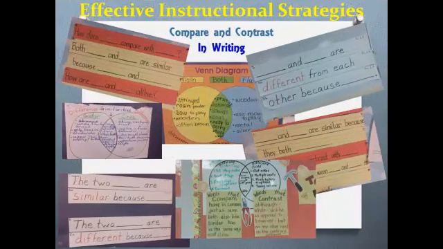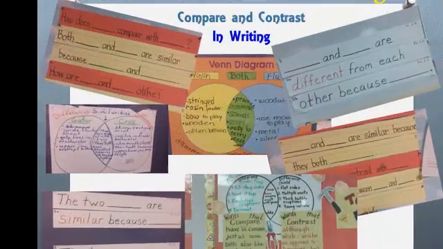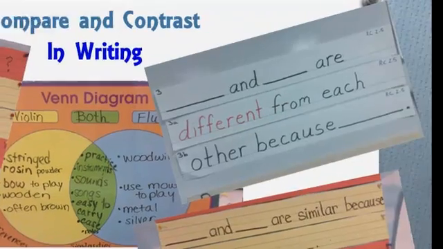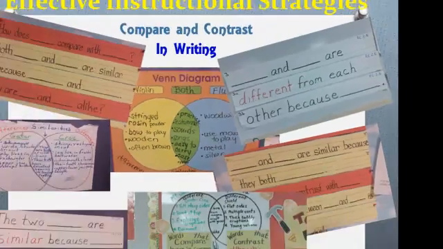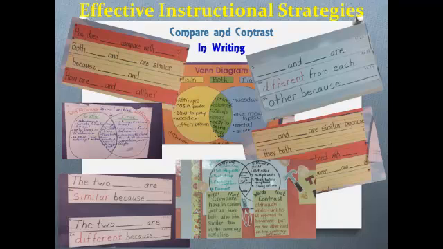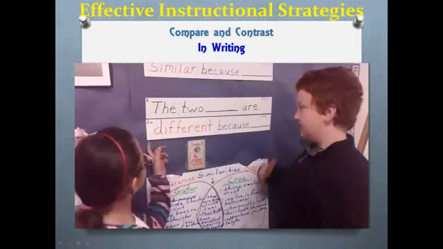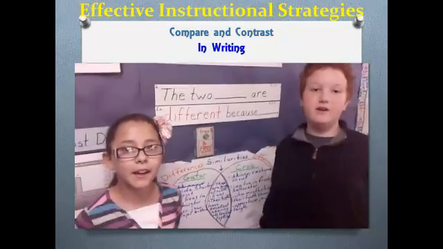Some of the writing tools that we used in our classroom were the Venn diagrams and the sentence frames. We also made word banks for comparing and contrasting, and we folded them into terminology towers. We use sentence frames like these to compare and contrast.